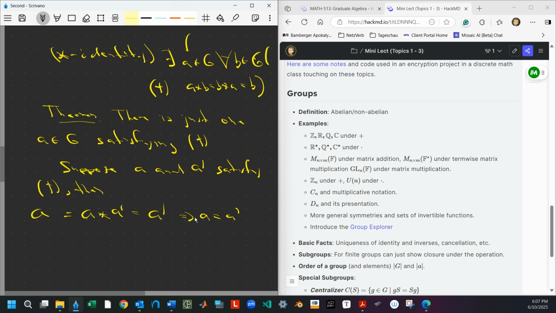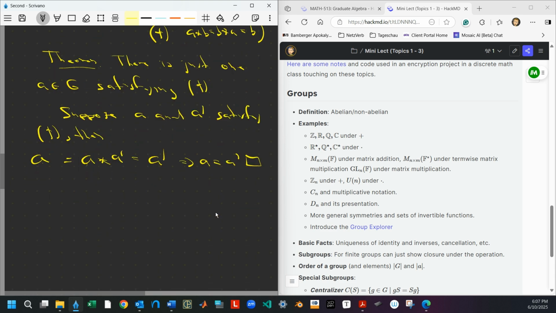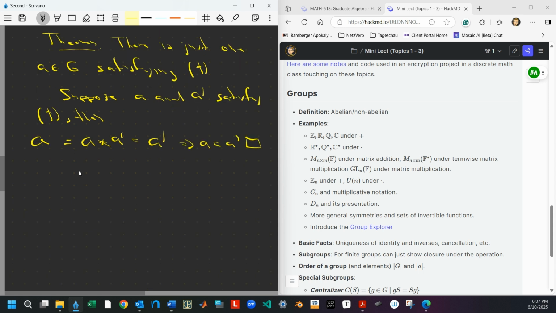So there's really just one, right? So we're done. Really simple proof. If there's an identity, there's only one, and that's why we can just call it E. We can say there's that thing, which is the identity.